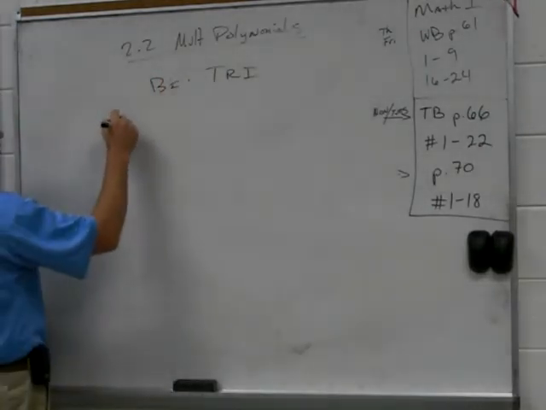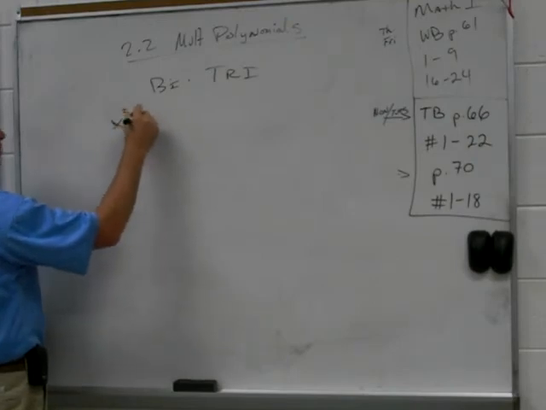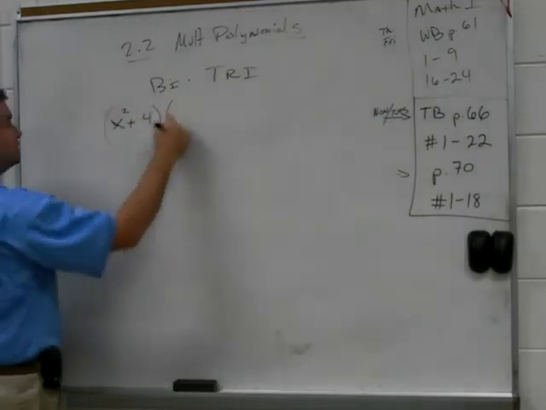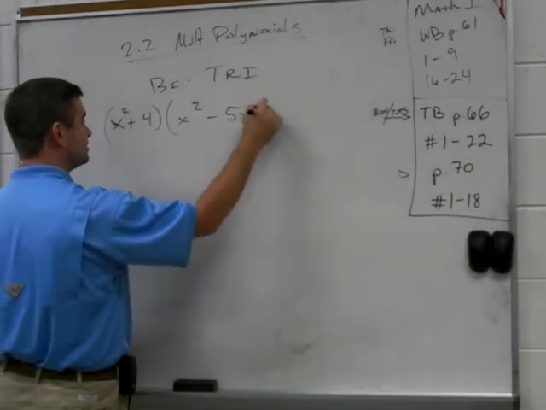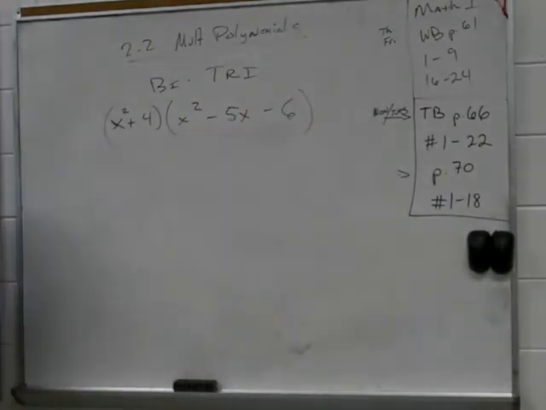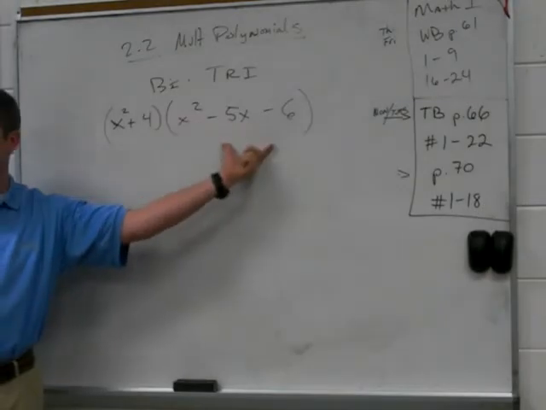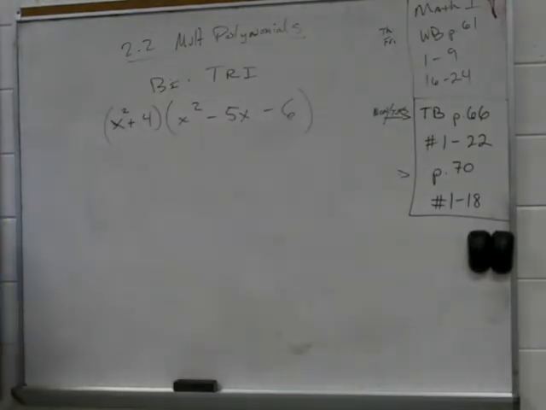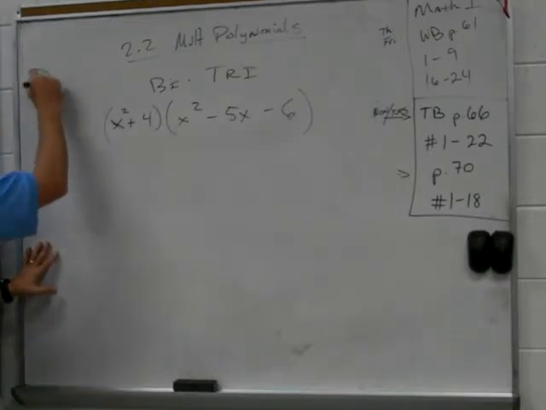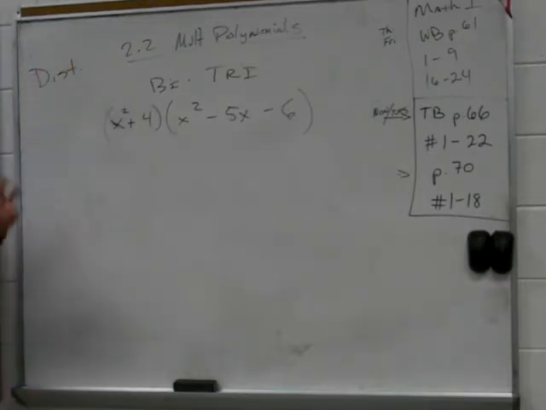Here we go. x squared plus 4 times x squared minus 5x minus 6. This is a binomial times a trinomial. You can't just distribute like we did when we had a monomial times a trinomial. Now we have a binomial. We're still going to use the distributive method, but we have to do it in 2 steps, not just 1 step. I'm going to do this one for you, then we'll work together on the next one.